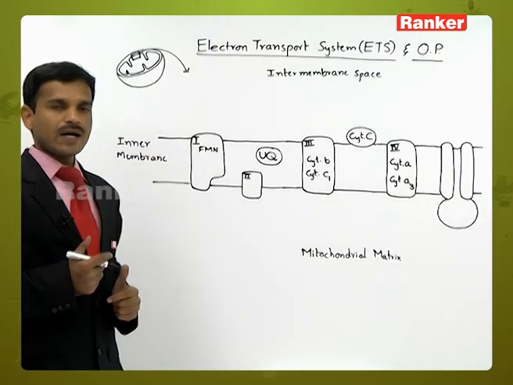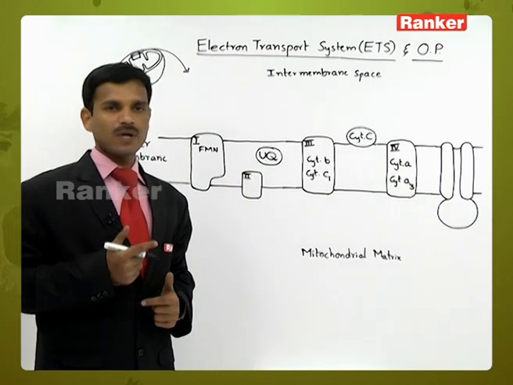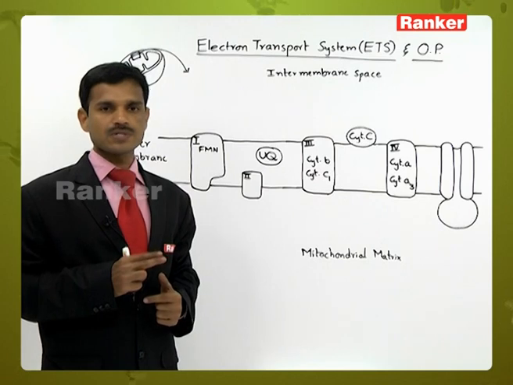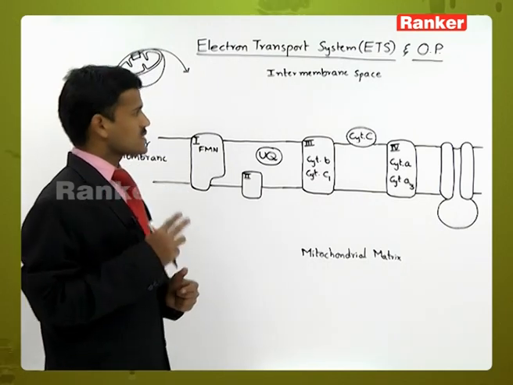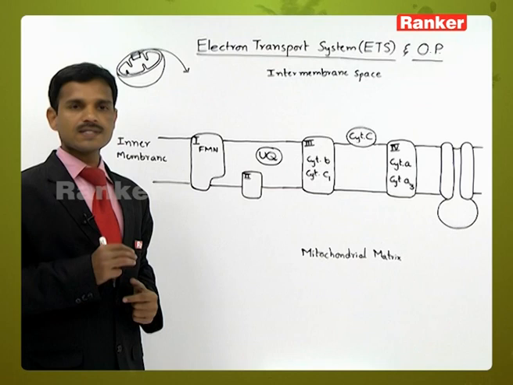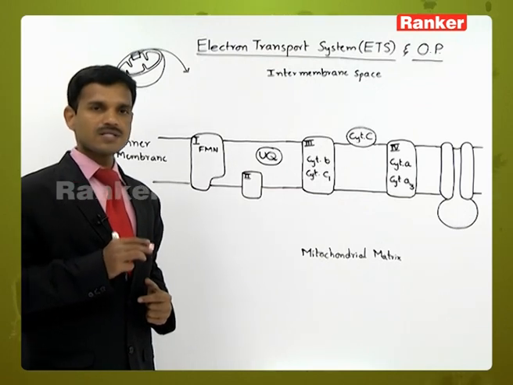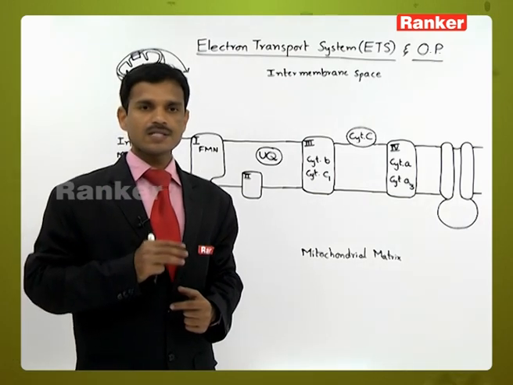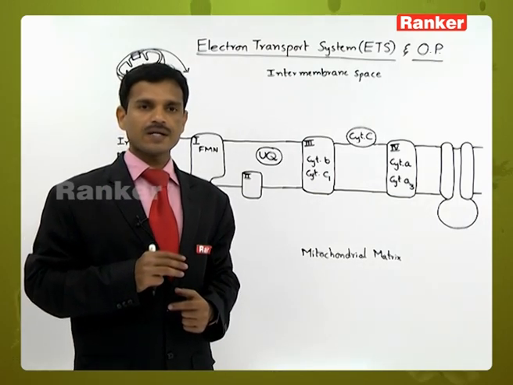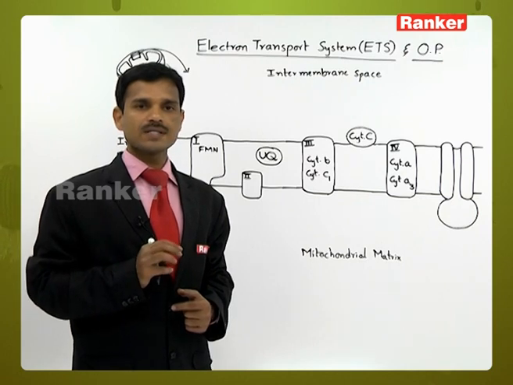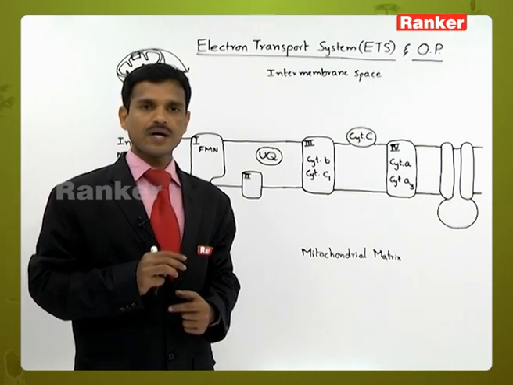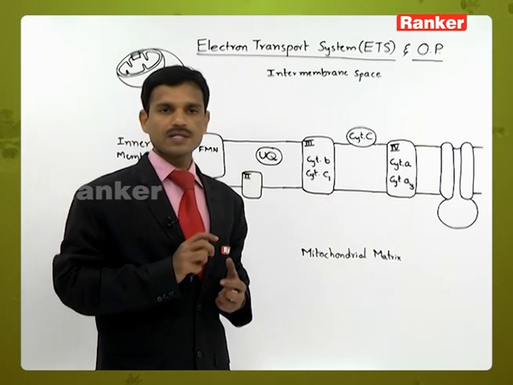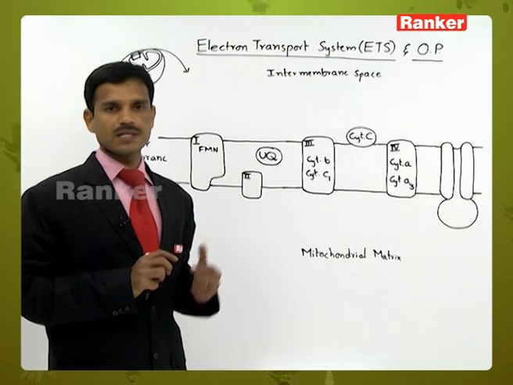The first step, glycolysis, takes place in the cytoplasm. In glycolysis 2 NADH2s are produced. The second step is pyruvic acid oxidative decarboxylation. In this step also 2 NADH2s are produced. And the third step is the Krebs cycle. In the Krebs cycle, at 3 points 6 NADH2s and at 1 point 2 FADH2s are produced. So, all these reduced compounds are oxidized in this step.